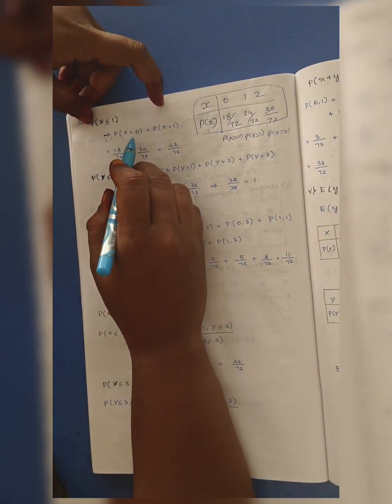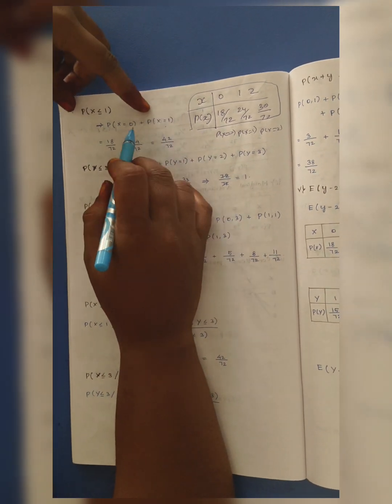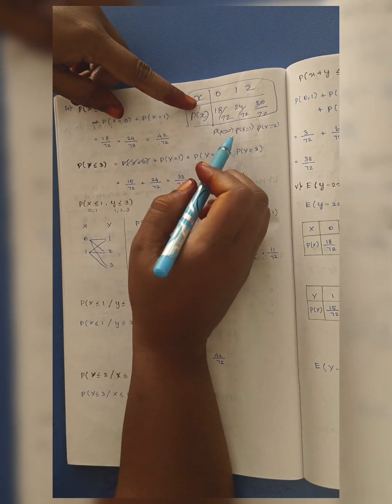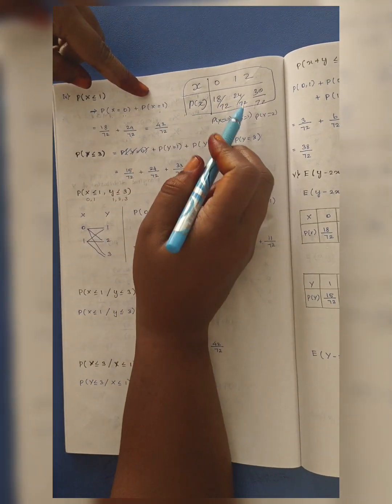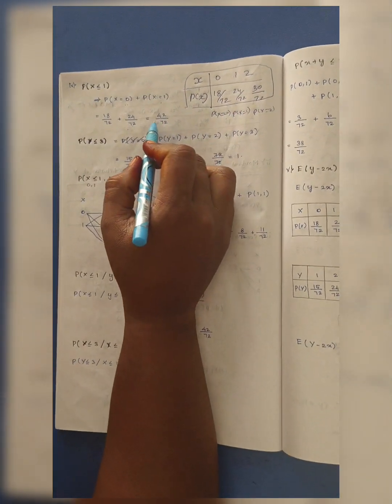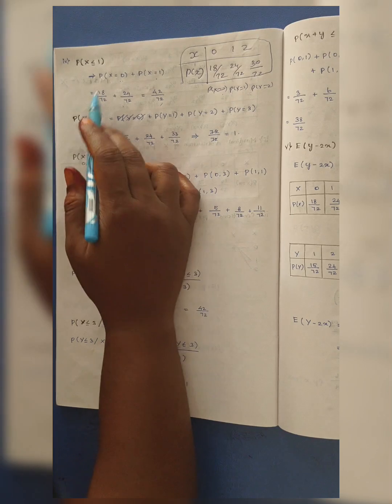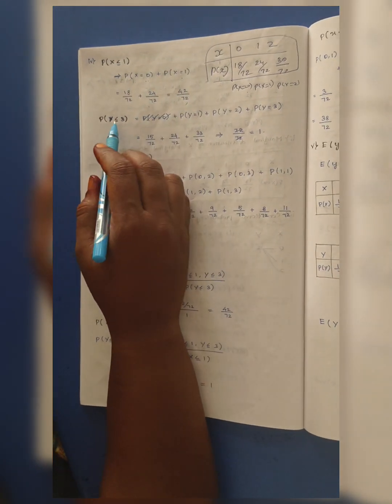X less than or equal to 1 means x equal to 0, x equal to 1. If it is x equal to 0, what is the answer? 18 by 72. X equal to 1 means 24 by 72. So the total is 42 by 72. That question's answer is finished.